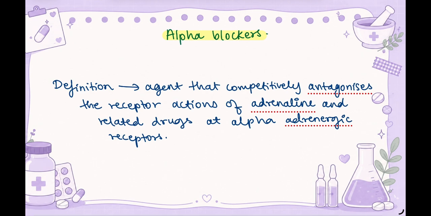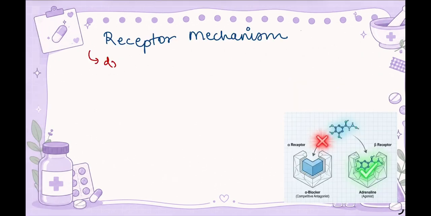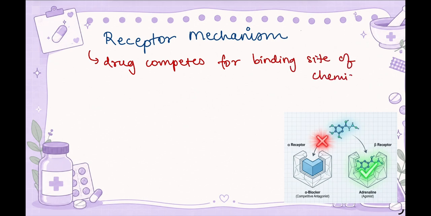By definition, it's an agent that specifically and competitively antagonizes the receptor actions of adrenaline and related drugs at alpha-adrenergic receptors. Let's break that down. Competitive antagonism simply means the drug fights for the exact same binding site as the body's natural chemical. Think of it like a fake key fitting into a lock. It blocks the lock.